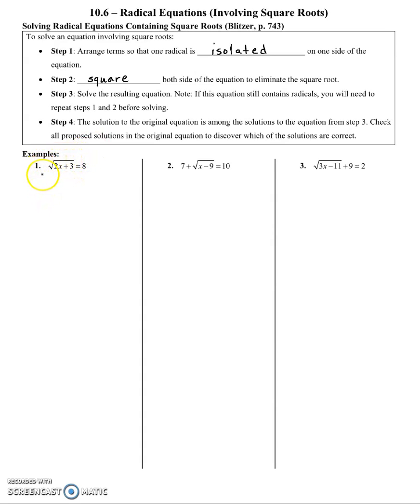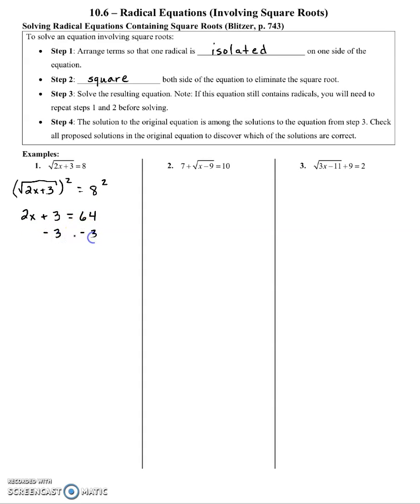So if we look at this first example, the radical is already isolated. There's nothing on the left side of the equation but the square root. So we are going to square both sides of the equation. And when we do that, the squaring and the square root, they essentially cancel each other out. So we're left with 2x plus 3 equals 8 squared, which is 64. Now we just proceed to solve like normal.